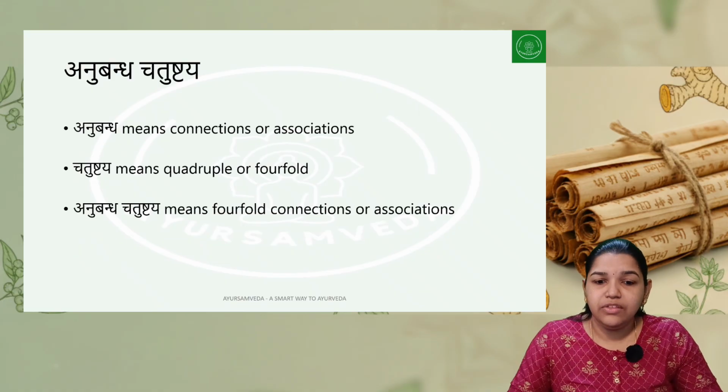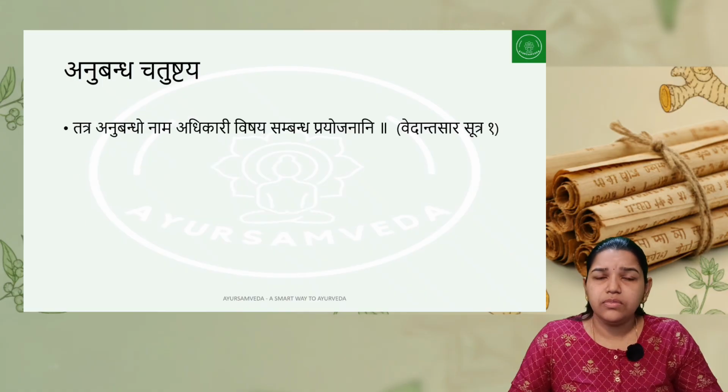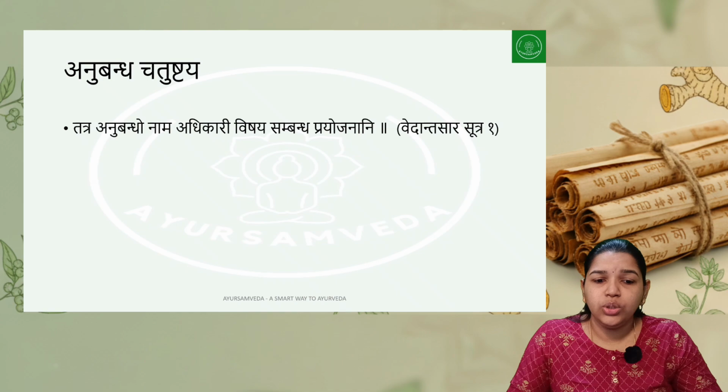So Anubandha means the connections or associations, and Chatushtaya means fourfold or a quadruple. So together, the term Anubandha Chatushtaya refers to fourfold connections or associations. So 4 things which are being connected in order to get the proper understanding of a textbook or for gaining the proper knowledge, that is considered to be Anubandha Chatushtaya. So the 4 factors which are necessary for understanding something or for a proper study, that is considered to be Anubandha chatushtaya. So we can see that tatra anubandho nama adhikari vishaya sambandha prayojanani.